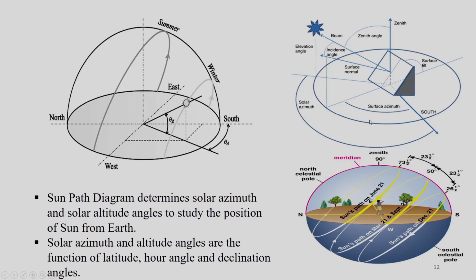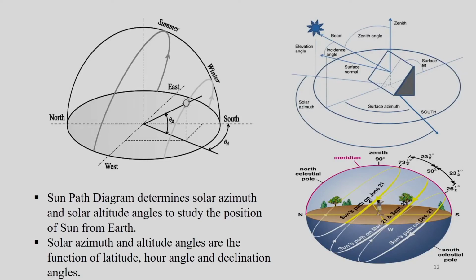So, this sun path diagram determines the solar azimuth. Already you have learned what is solar azimuth and how this can be calculated, and solar altitude angles to study the position of sun from earth. So, now we are concerned about the position of sun from the earth, okay. So, how to identify the position of sun, okay. So, we will discuss how this can be done, and this solar azimuth and altitude angles are the functions of latitude, hour angle and declination.